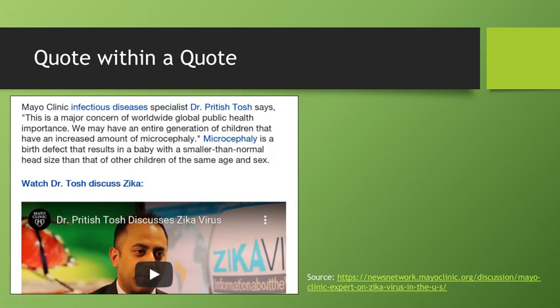This happens sometimes where you're quoting a source that is already using a quote, so you would need to indicate a quote within a quote. So I have an example here where we're going to be pulling the first sentence of this paragraph to quote, and note that the author wrote some wording and then quoted Dr. Pritish.